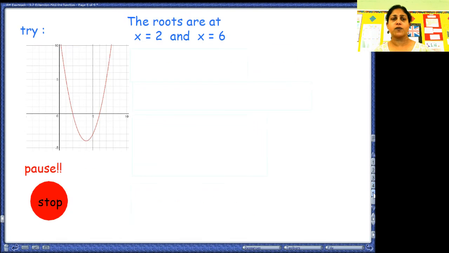The next one, I want you to try, find the axis, find the equation of the function as well as the vertex. I want you to pause the video and try these and then check as soon as you're done. So here it is.